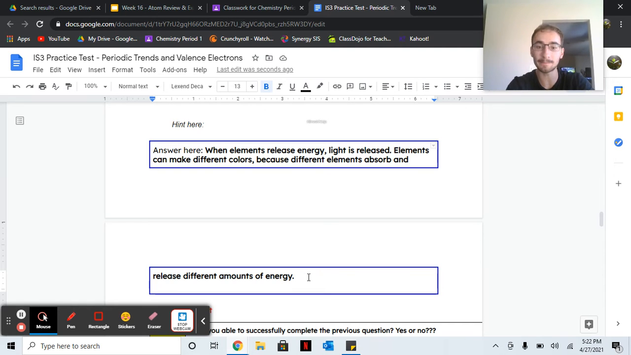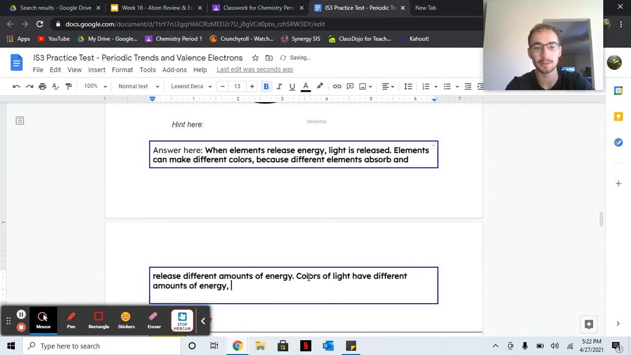So, knowing that, remember that colors of light have different amounts of energy. So, different elements get you different colors because they release different amounts of energy.